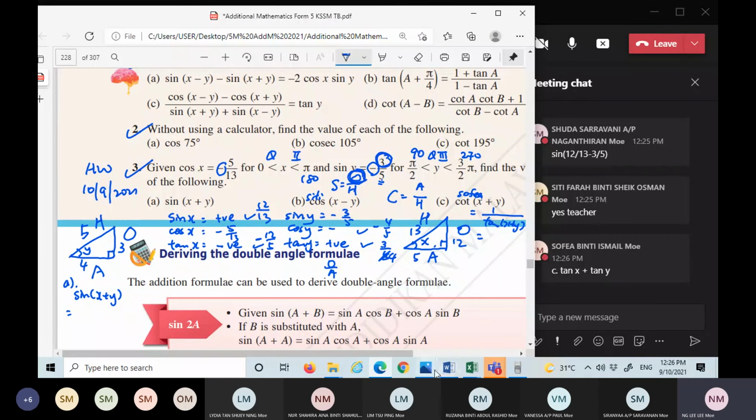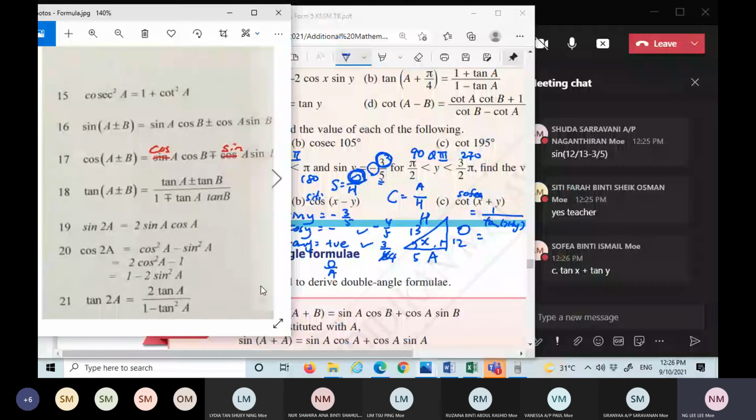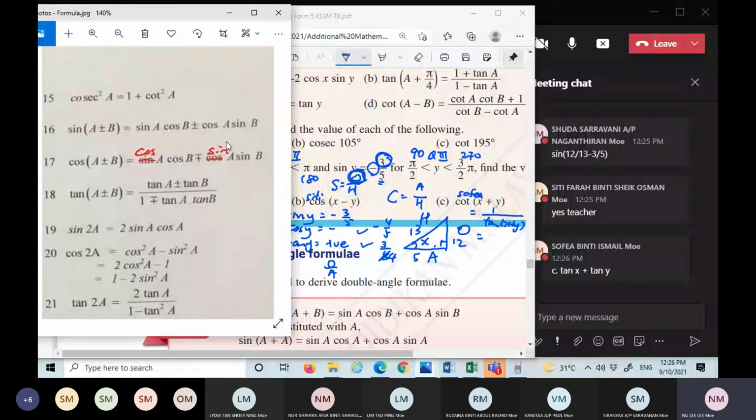You don't understand what is the meaning of the addition formula, huh? This one, the 16, 17, and 18. This one is addition formula. So where got tangent x plus tangent y? We already said that one is wrong. Tangent x plus y is never be the tangent x plus tangent y. Early in the start topic, we already said that one is wrong.